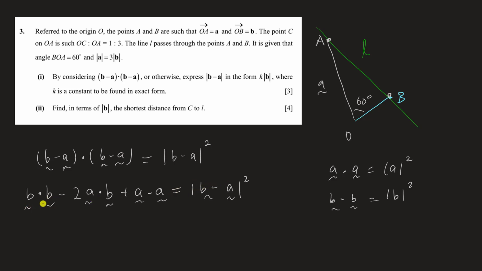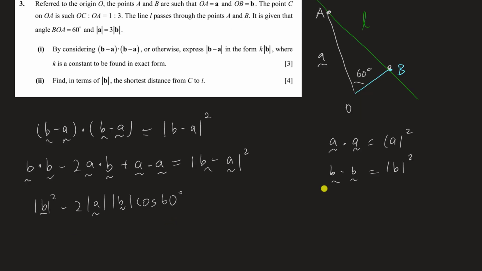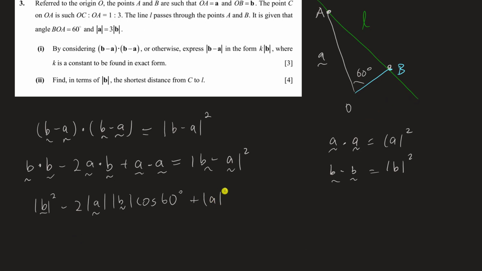And then this is just mod B square. This is 2 mod A mod B cosine of the angle between A and B, 60 degrees, which turns out to be half. So later this half is going to cancel with the 2. And then I have A dot A, which is mod A square. All good? Mod B square, I'll leave it because they want it in terms of mod B. A can be written as 3 mod B. So I'm going to change everything. This 2 is going to cancel off with cosine 60. So I'll have 3 mod B square.